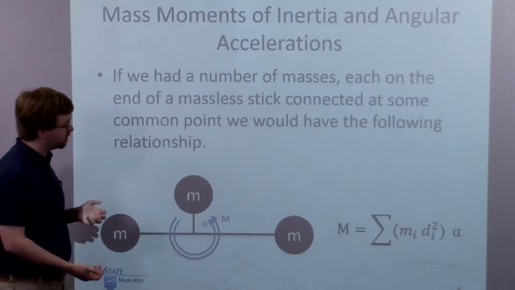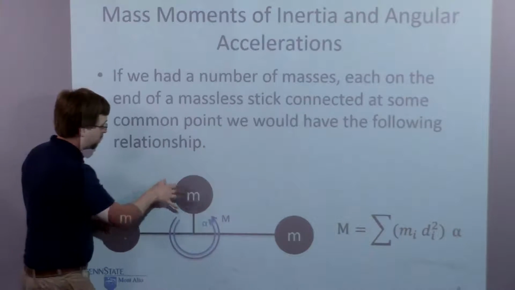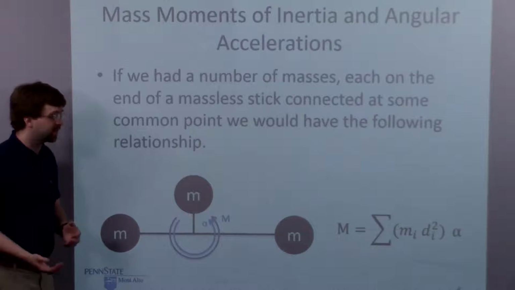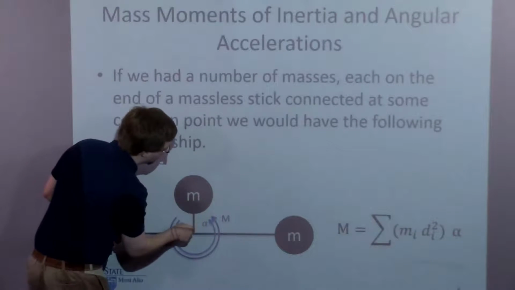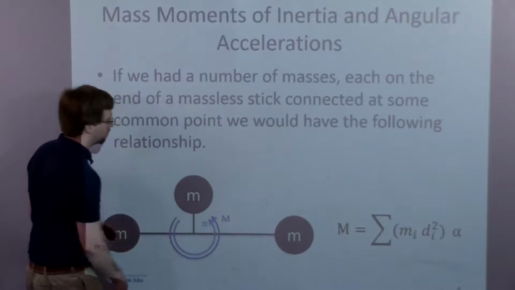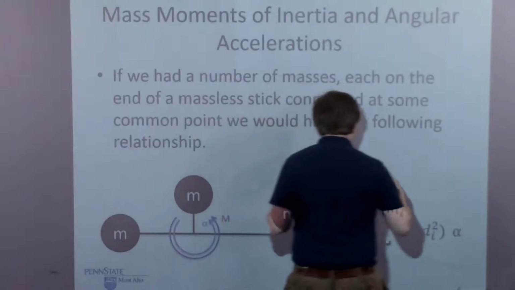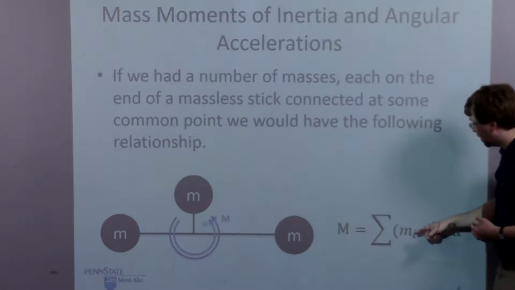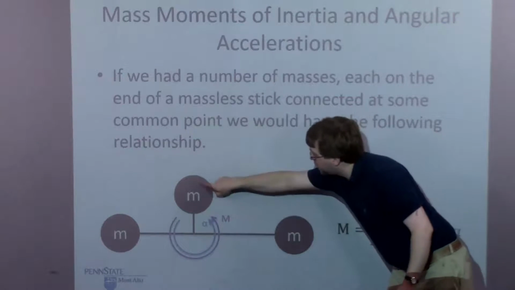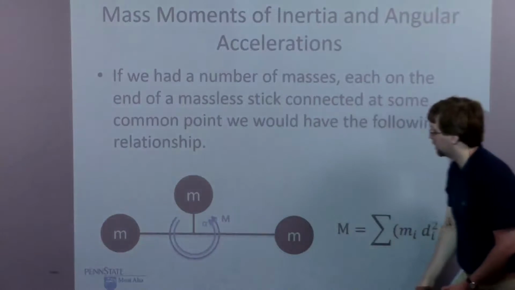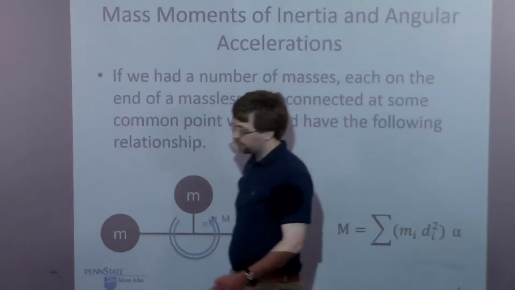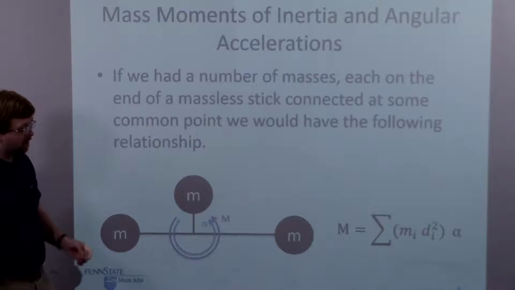All right, so if I take this one step further, say I've got a bunch of masses, all connected back to some central point with their own respective sticks. If I have some moment, I apply it at that connection point, I observe some angular acceleration. To find the overall relationship between M and alpha, I just take the sum of all of these pieces: mass 1 times distance 1 squared, mass 2 times distance 2 squared, mass 3 times distance 3 squared, and so on. If I sum all those together, I find some term that directly relates the moment and the angular acceleration. And we go one step further.